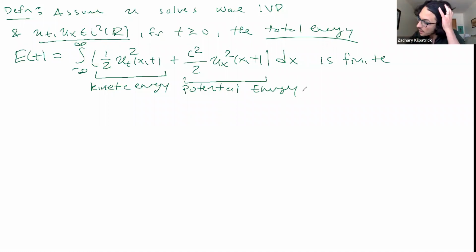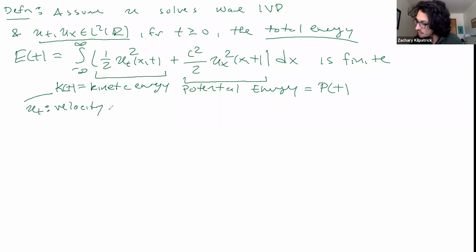And sometimes I call this K of t, right? And I might call this capital P of t, okay? And kinetic energy is going to be essentially due to the velocity, the movement of the string, okay? So it depends on the velocity of the string. It depends on u_t, okay? So u_t here, remember that's our velocity, okay?